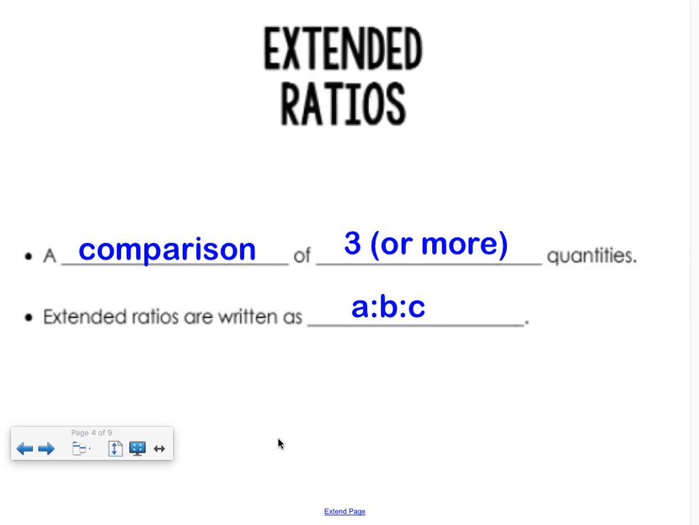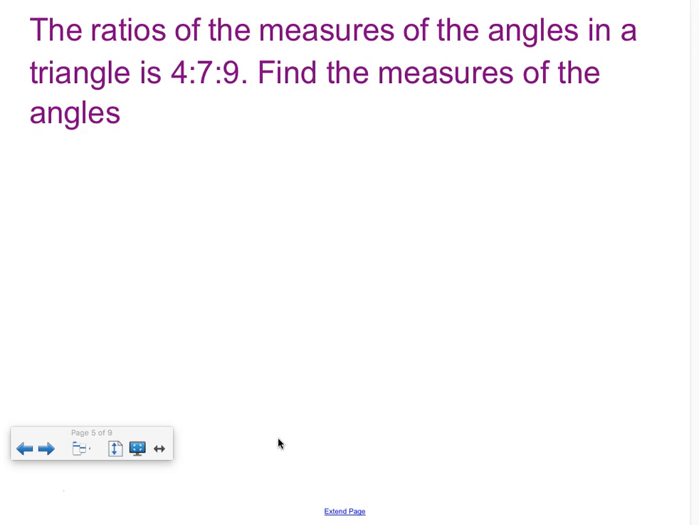Okay, an extended ratio is just a longer ratio. So it's a comparison of 3 or more numbers or quantities. But you can only write this one as A to B to C with the colons. The ratio of the measures of the angles of a triangle is 4 to 7 to 9. Find the measures of the angles.